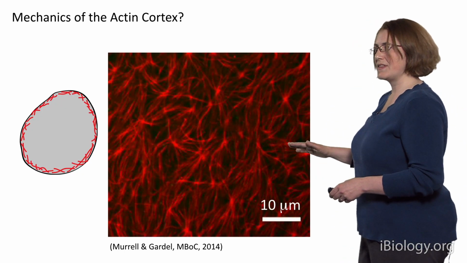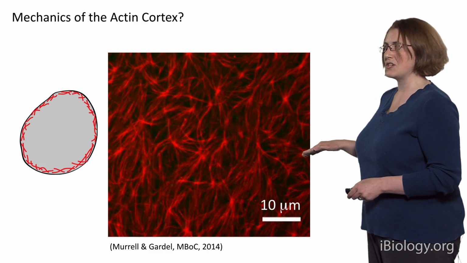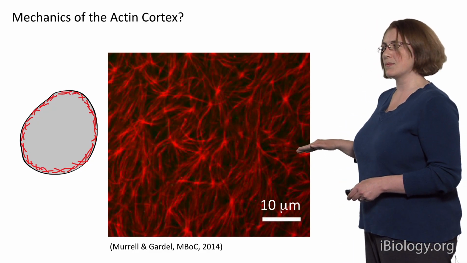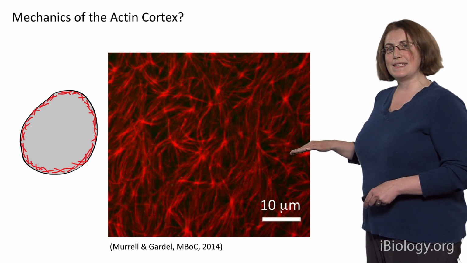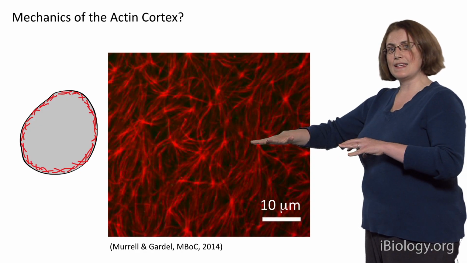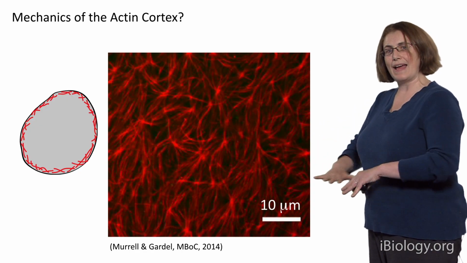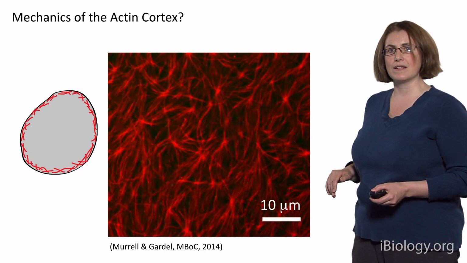So to get an idea of what this actin cortex looks like, you can see this fluorescence microscopy image of a reconstituted actin cortex where actin filaments are labeled in red. You can see that it is quite dense, over 100 micromolar, right? And it's a very thin, dense sheet of actin at the plasma membrane. And so what are the mechanics of this thin sheet?